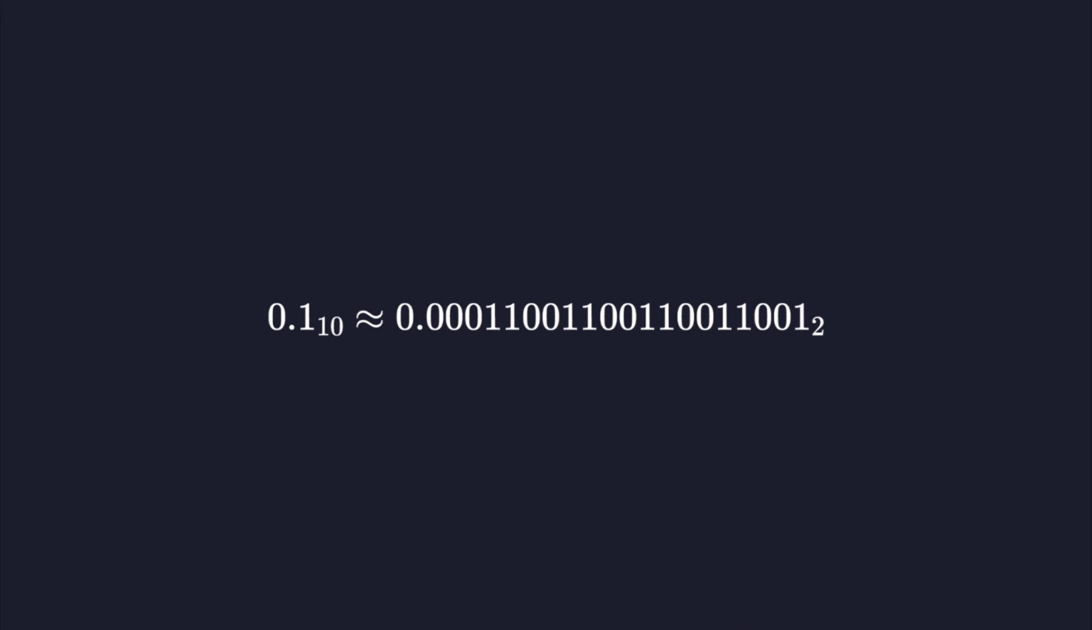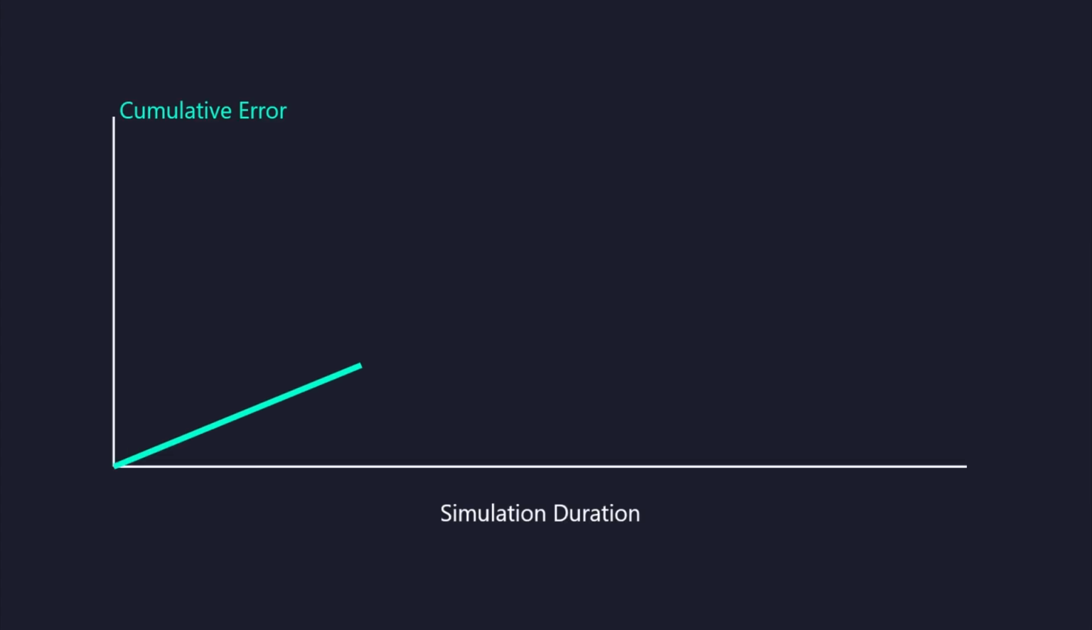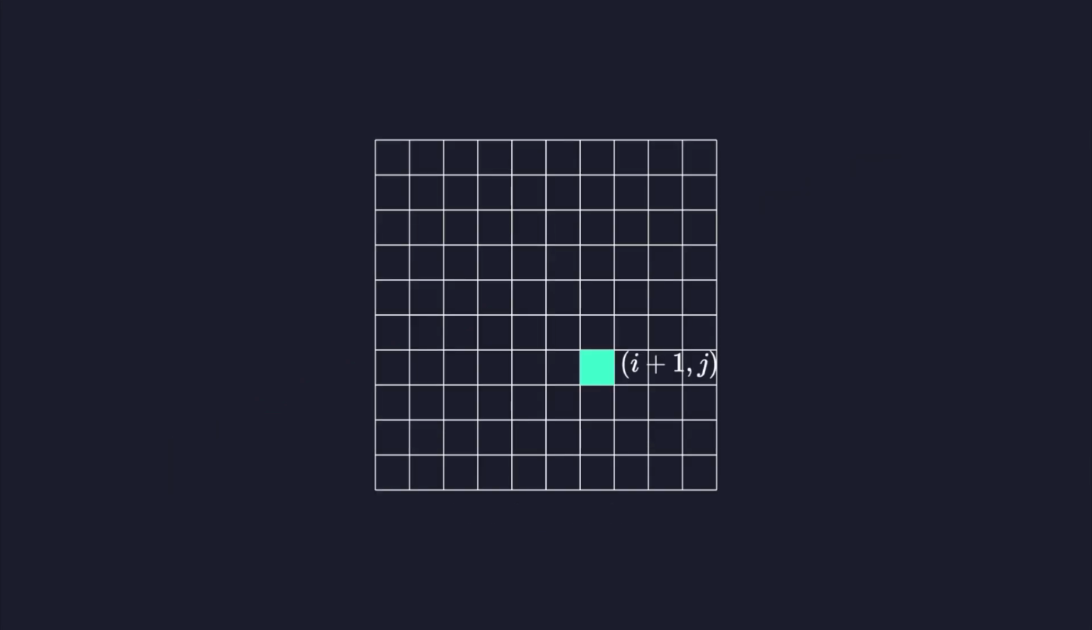Validate binary accuracy by comparing the hex representation to the expected text output. If the low-order bits differ, the solver might be using lower precision internal buffers, which can lead to cumulative errors in long-duration simulations. This check ensures your reverse-engineered data matches the solver's internal state.